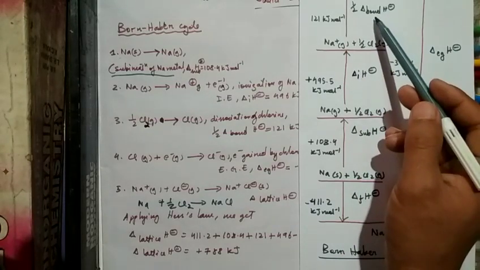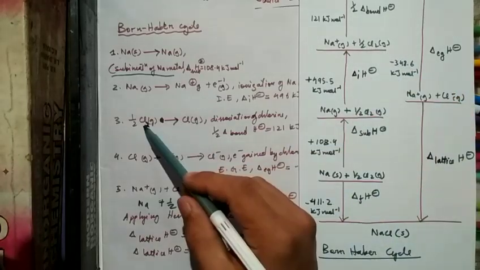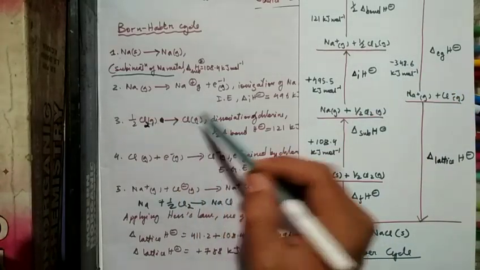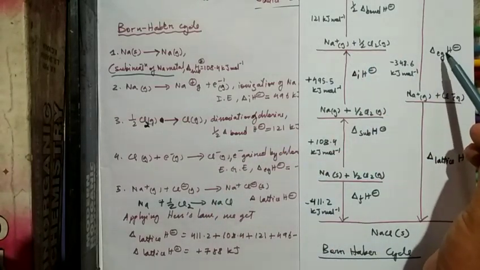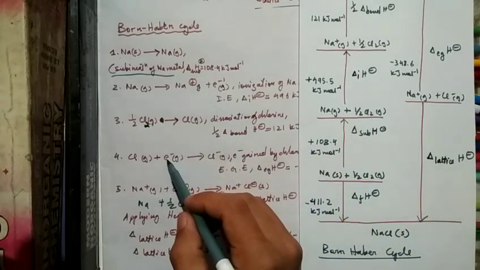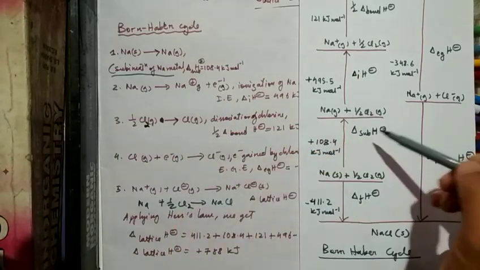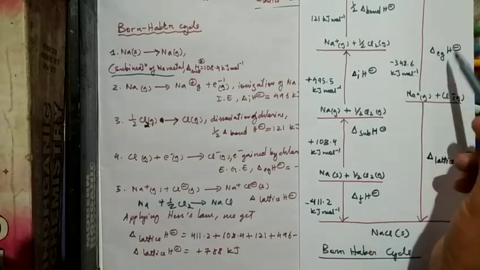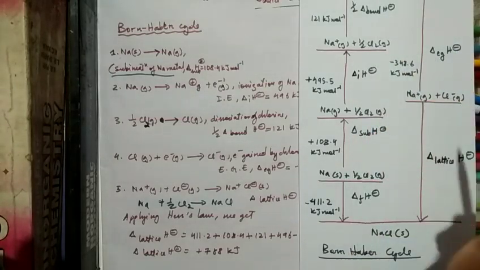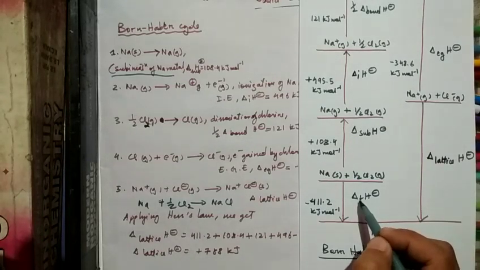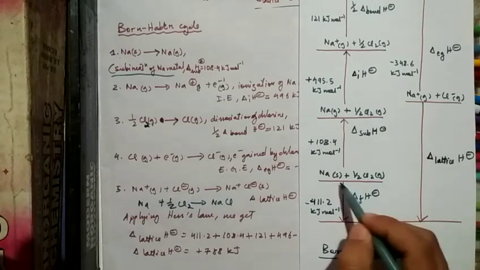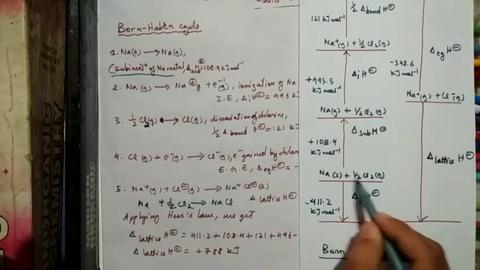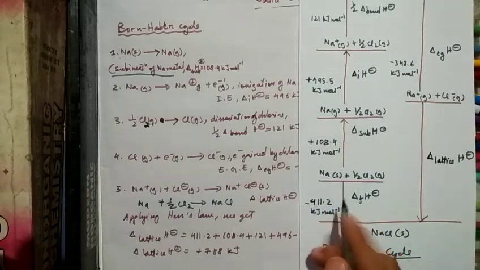Then bond dissociation. That means this Cl2 dissociates into this one Cl. And then electron gain, this chlorine gains an electron. So that is 4 steps. This one is the enthalpy of formation. Na plus half Cl2 combine to form NaCl. The energy involved here will be minus 411.2 kJ per mole.